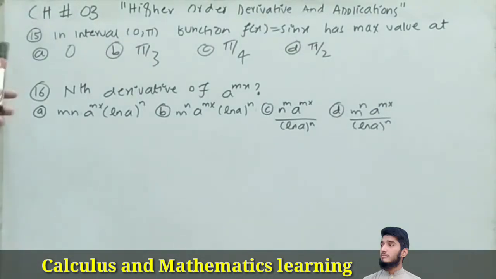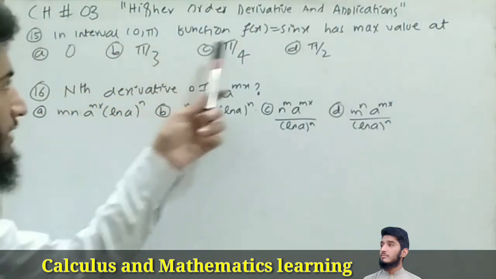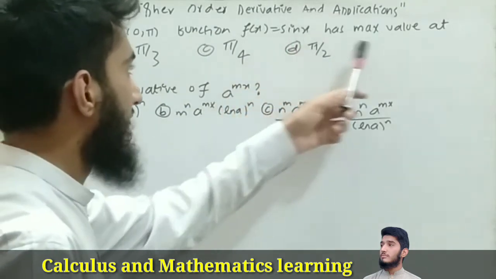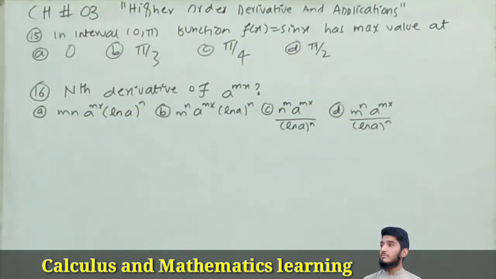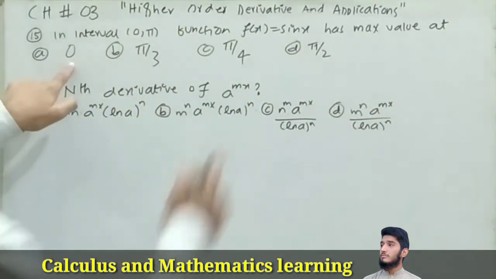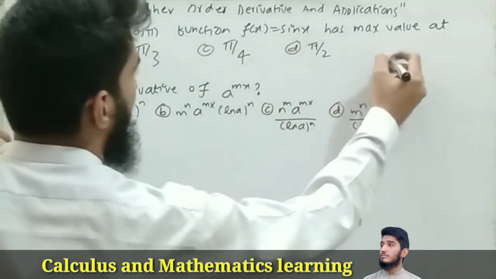Now move toward MCQ number 15. In the interval 0 to 5, the function f of x equal to sin x has a maximum value at, and four options are given. Remember, at sin x, so at 0, it will give us a value 0.